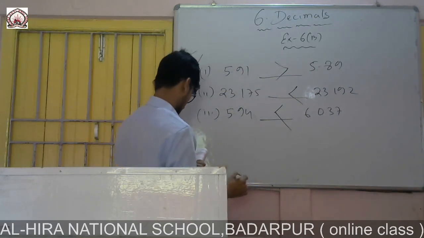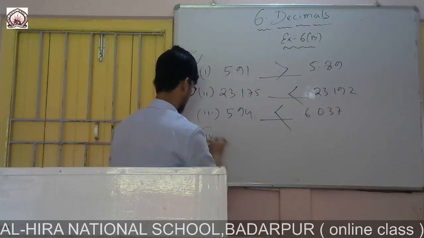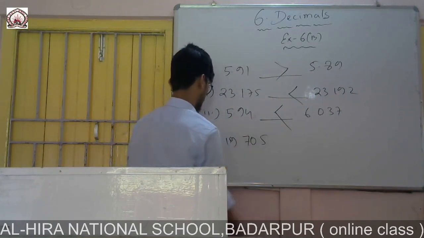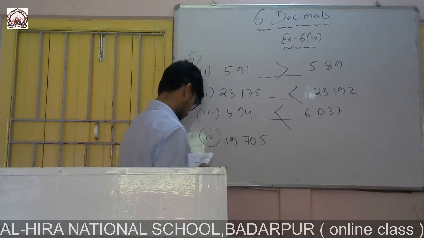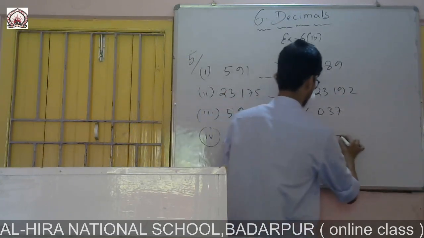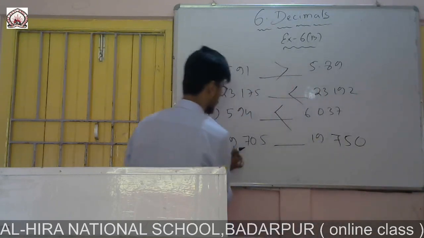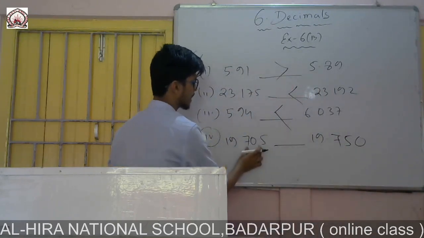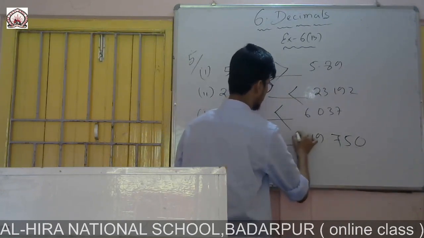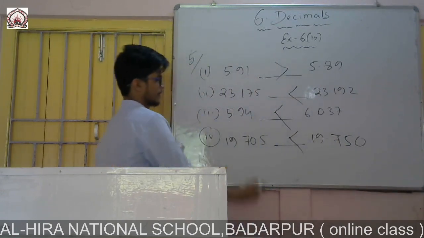Okay. Now part 4, you see, it is 19.705 and that side it is 19.715. So which one is greater? They are also 19, they are also 19. Leave this one. They are 705 and they are 715. That means this one will be greater.